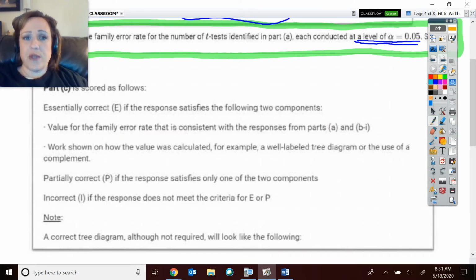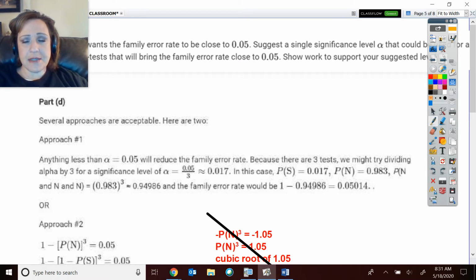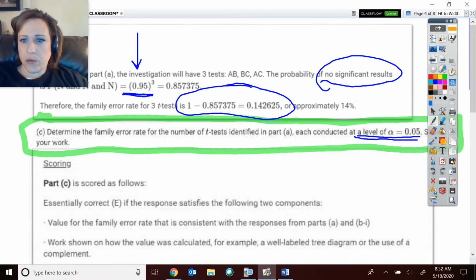Now, I had a little issue with this last one because the way I wanted to solve it ended up not being an okay mathematical way to solve it. So let's take a look at what I did, because maybe you would have thought this way as well. They say we want that family error rate to be closer to 0.05. That's what we're saying here.